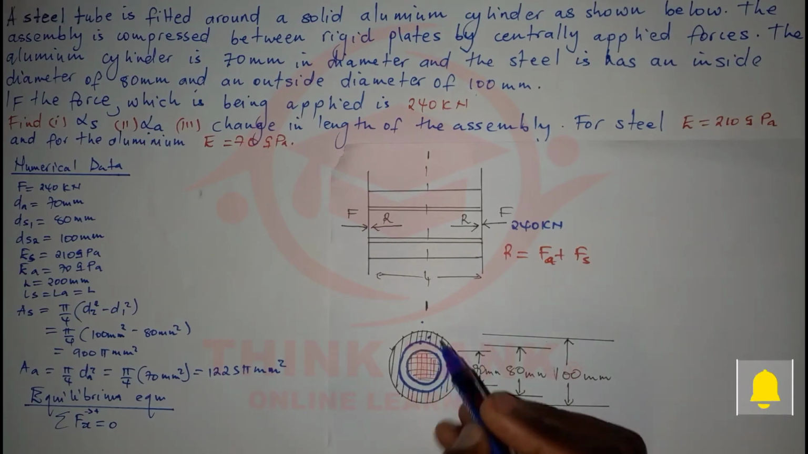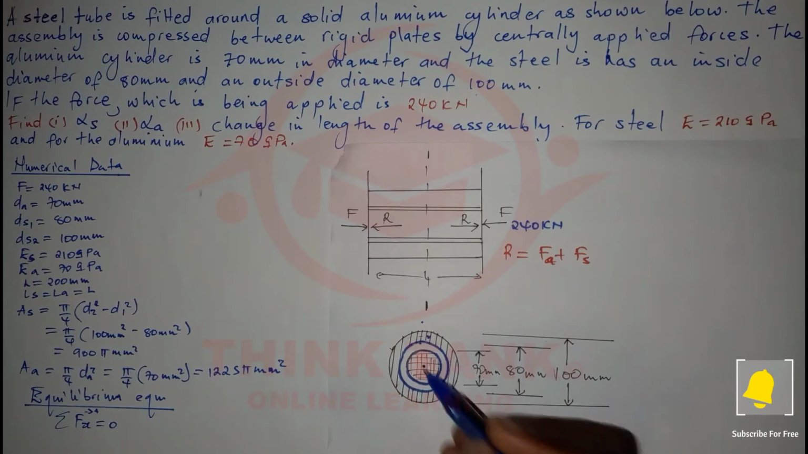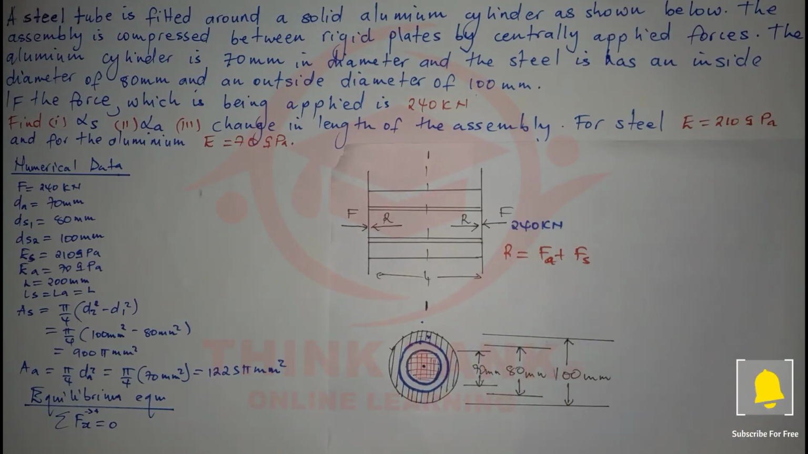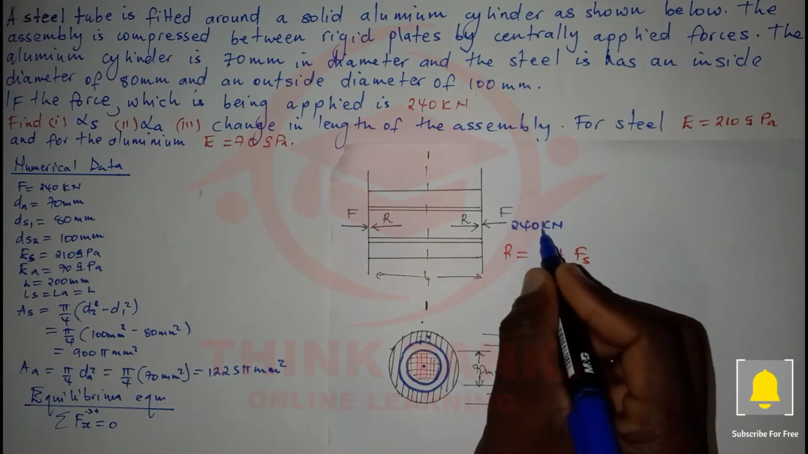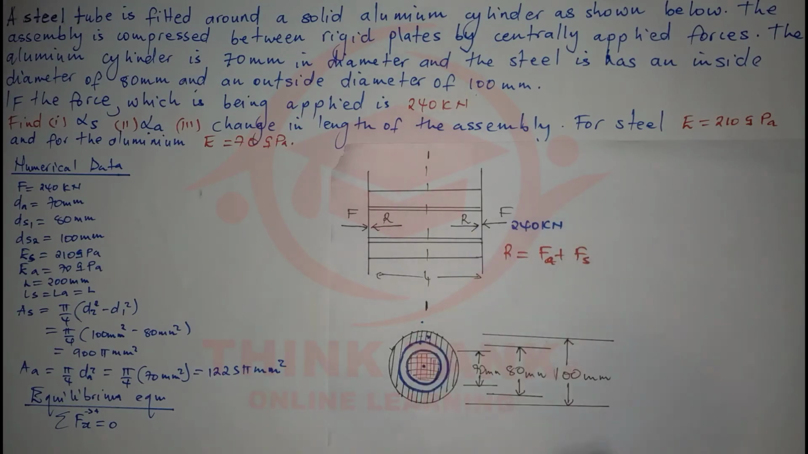So now what we're going to do, we know, since this is the cross-sectional area, this is the cylinder, and this is the steel, and this is the aluminum. So what is going to happen? You know that action equals reaction. So I'm going to have a negative force, 240 newtons, which is F, and R is going to be positive. So that means R minus F should give us 0.